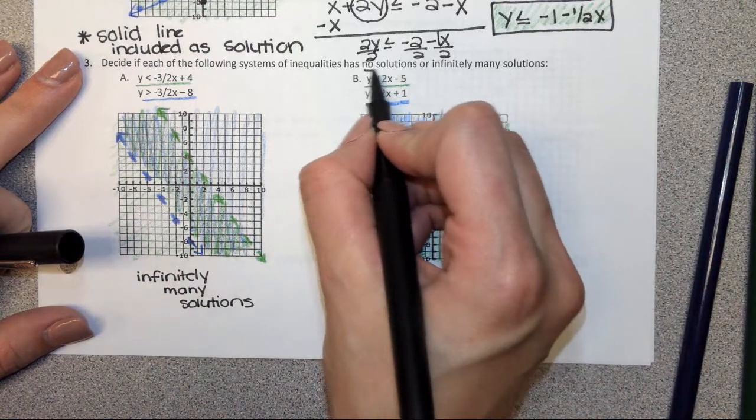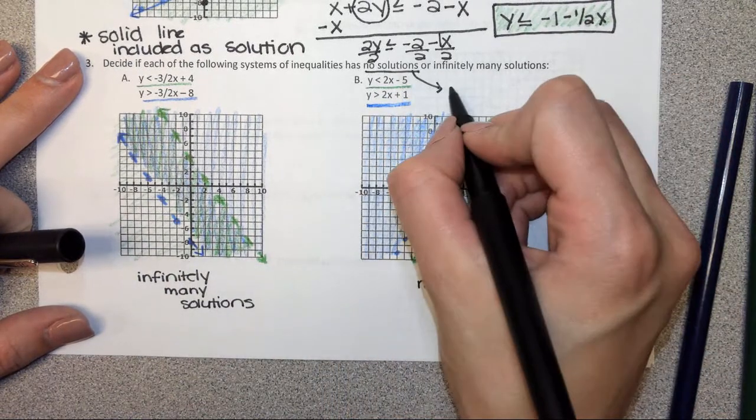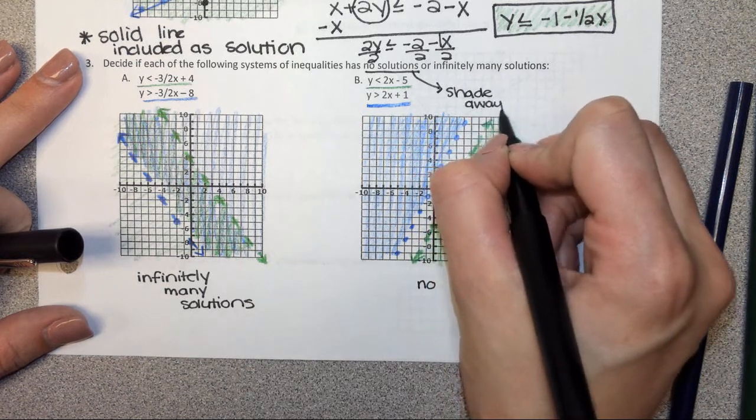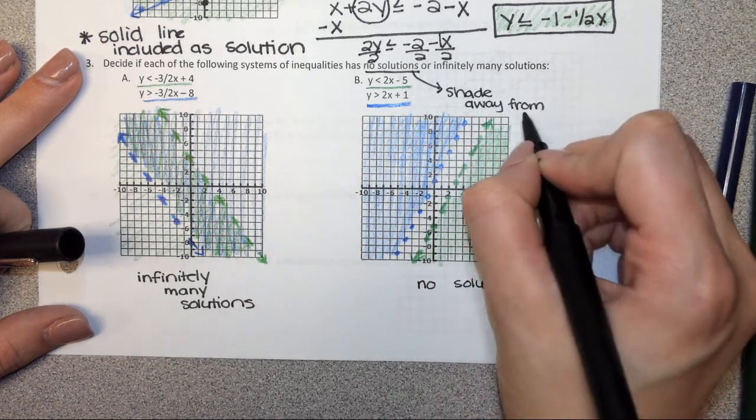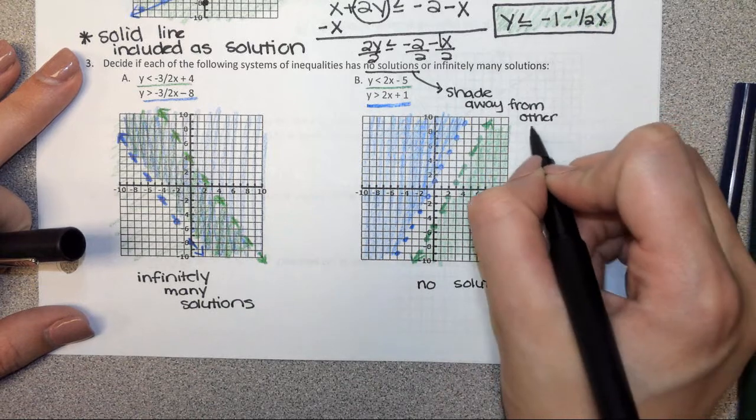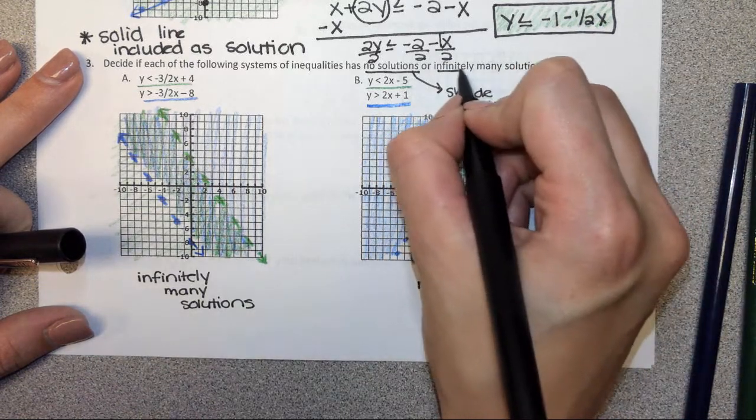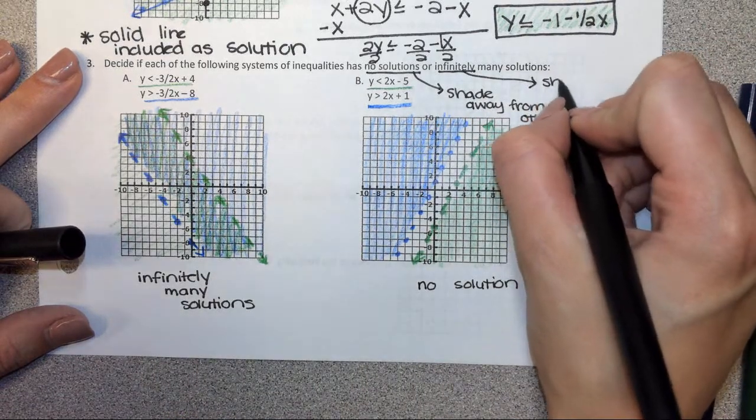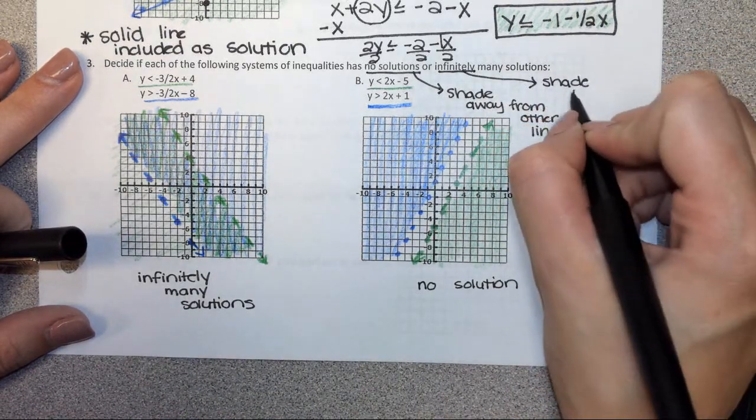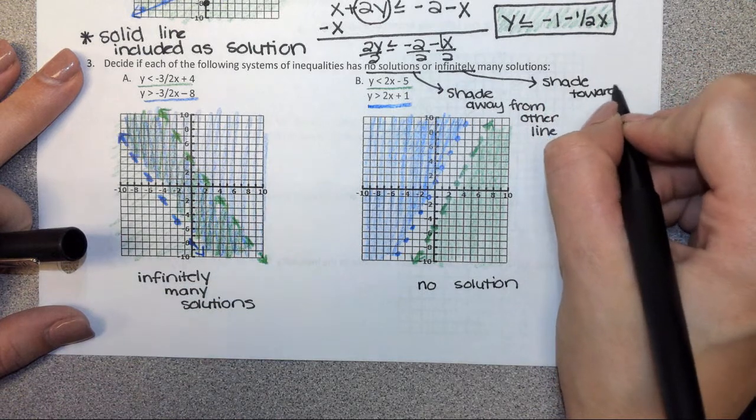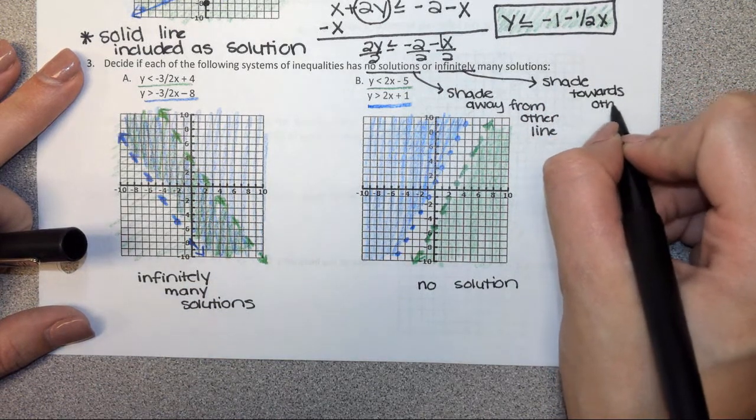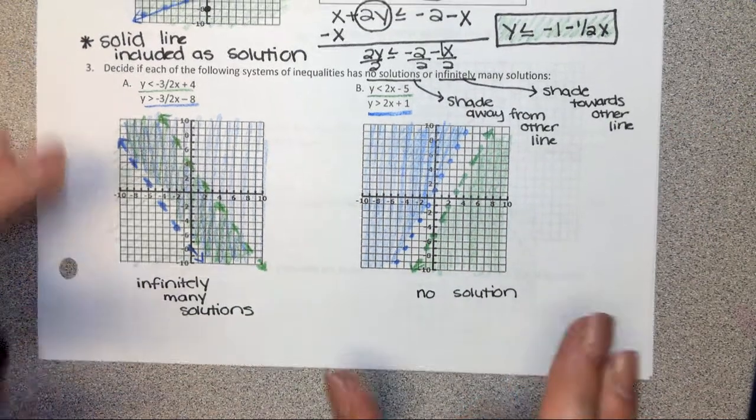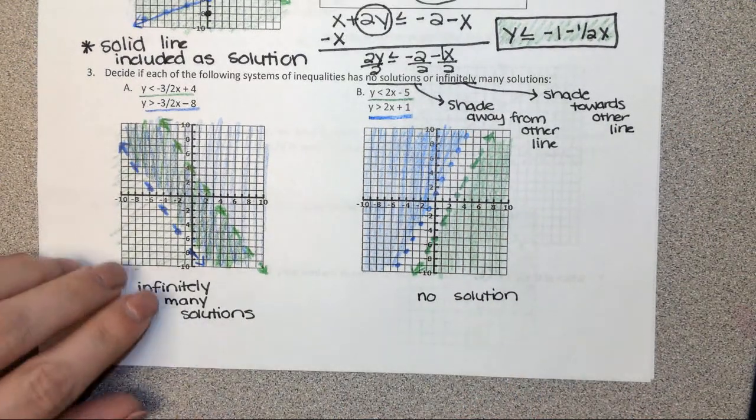So looking back up here, to have no solution, it means you shade away from the other line. To have infinitely many solutions, we shaded towards the other line. So on your test, make sure you consider those two things.